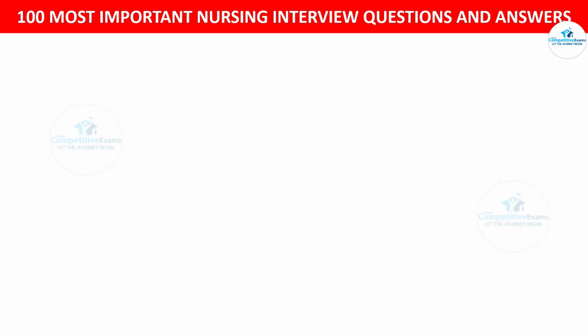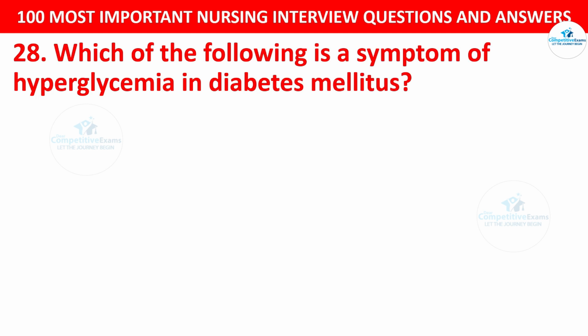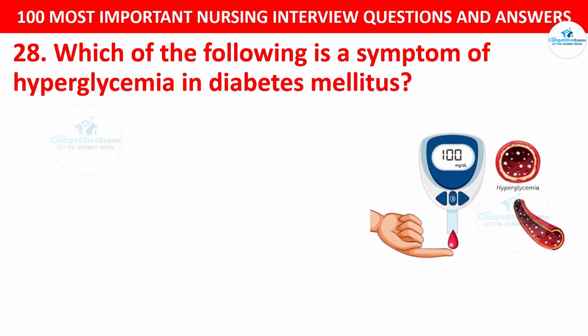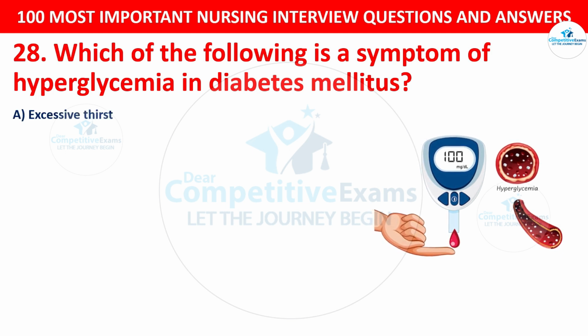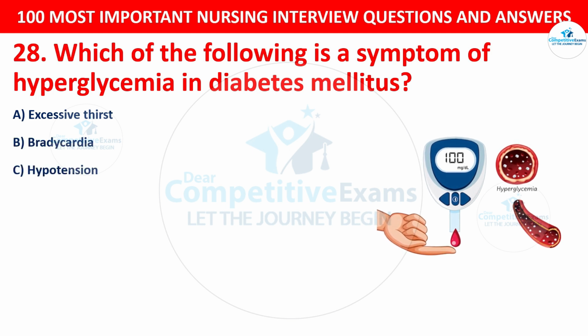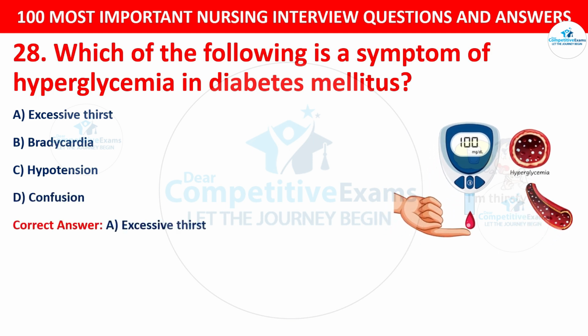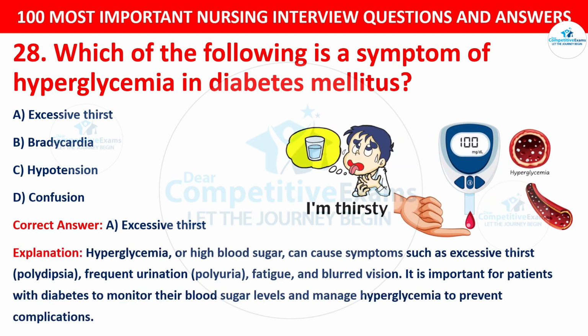Let's continue. Question number 28. Which of the following is a symptom of hyperglycemia in diabetes mellitus? Your options are excessive thirst, bradycardia, hypotension, or confusion. Correct answer is A, that is excessive thirst.